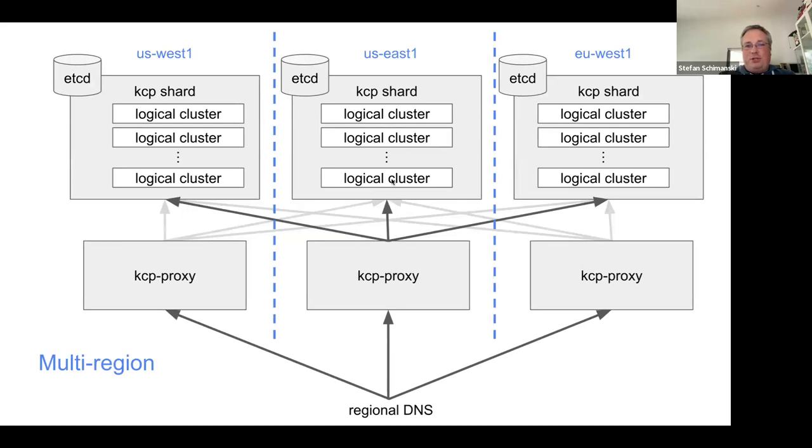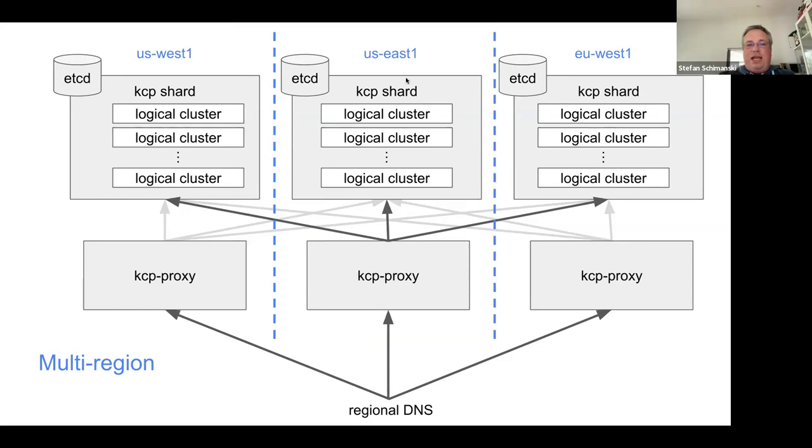So horizontal sharding is nice if it's in one region, then it's getting more interesting when it's getting multi-region. And I showed you in the beginning API bindings and exports. In such a setup, you can imagine US East 1 goes down and US West 1 and EU West 1, they should keep working. So there are a lot of thoughts in the system to make that possible.